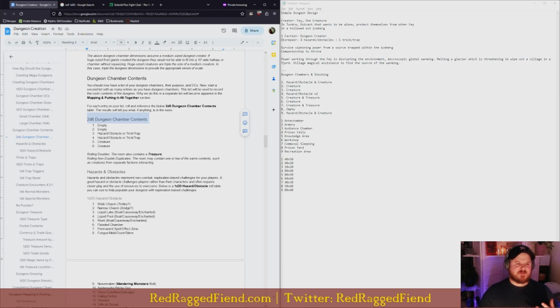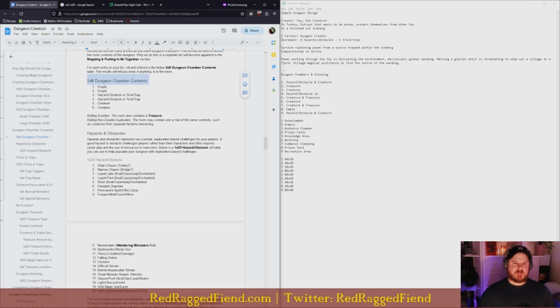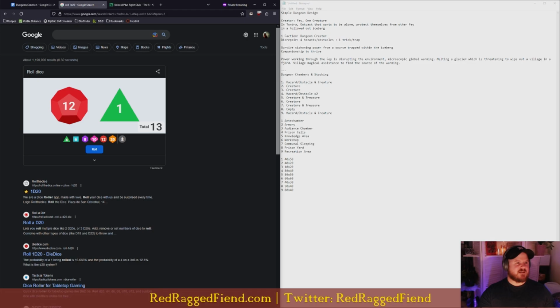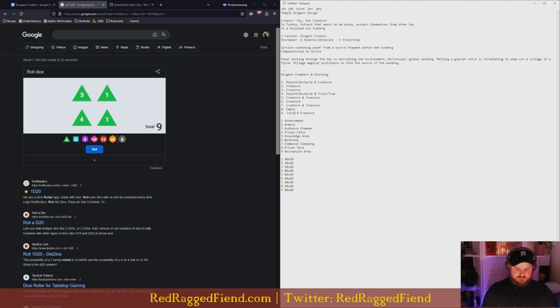But under the chamber contents, we have some roll tables that help us with the hazards and obstacles. We only ended up with 4 hazard and obstacle rolls. But let's roll a d4 just to make sure that there's not a trick or trap in there that's still functioning. We have 4 in there, so I'm going to roll 4d4. And if I roll a 1, then that's going to be a trick or trap. Okay, so we got 2 of them, actually. So this one turned into an obstacle and a trick or trap. So that's still functioning. And then the last one. Right, there's 1, 2, 3, 4. So this one is actually a trick or trap as well. Absolutely. Perfect. Got it. Love it.